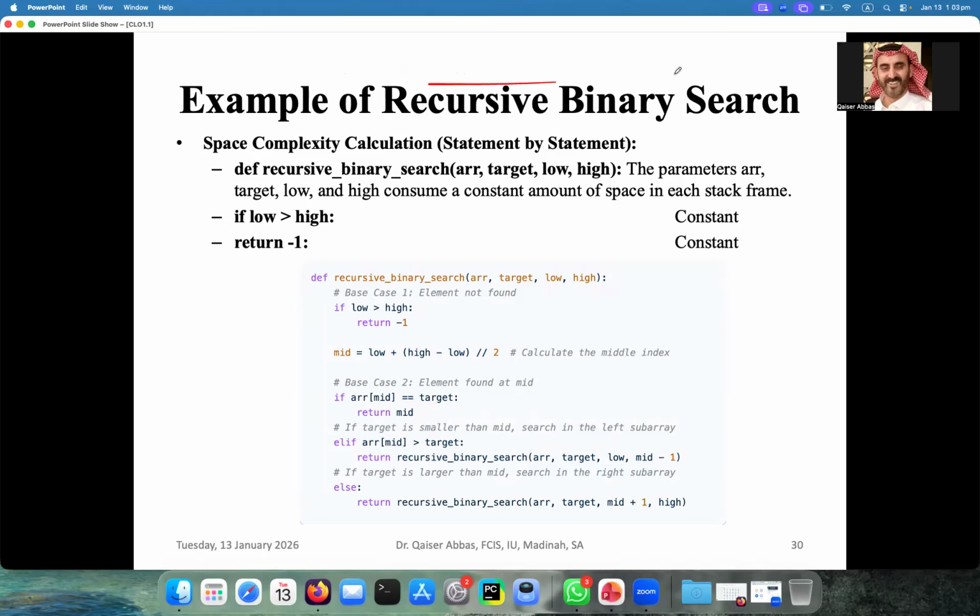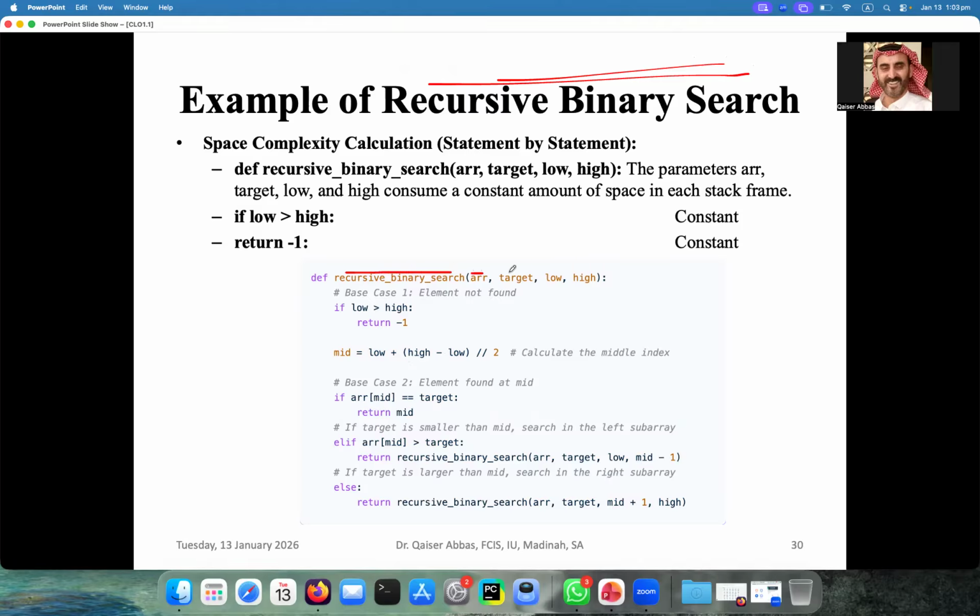Now recursive binary search. The previous binary search that you have seen was iterative. Iterative means containing loops, and no recursive calls. But this binary search that you will see here is recursive. You are calling the function itself. The function is calling itself. For example, here the name of this function is recursive binary search.